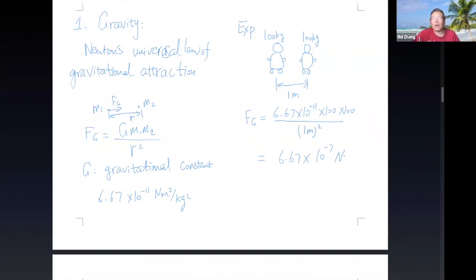Now, how big is 1 Newton? 1 Newton is roughly 0.2 pound. So it's a very small unit. Basically this force, 10 to the negative 7th, means you won't feel anything. If you sit in the classroom, you won't feel this force from your neighbor.